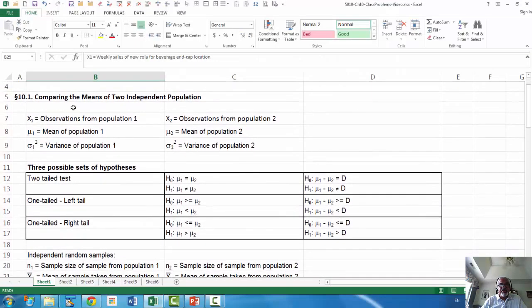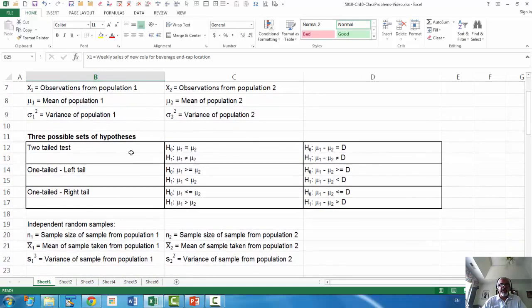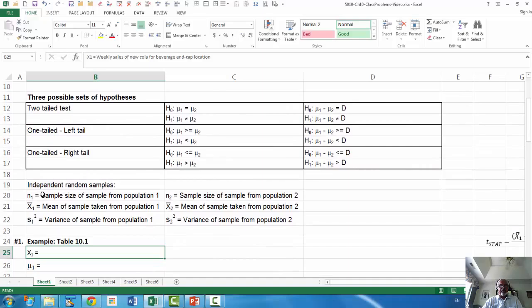So here we have the general notations that we're going to be following. X sub 1 is the observations from population 1, X sub 2 from population 2. Mu sub 1 and mu sub 2 are the two population means. Sigma squared sub 1 and sigma squared sub 2 are the two population variances, and these are the three possible ways in which we can set up the hypothesis. And then we're going to have independent random samples. N sub 1, N sub 2 are the sample sizes. X bar sub 1 and X bar sub 2 are the sample means. And S squared sub 1, S squared sub 2 are the two sample variances.